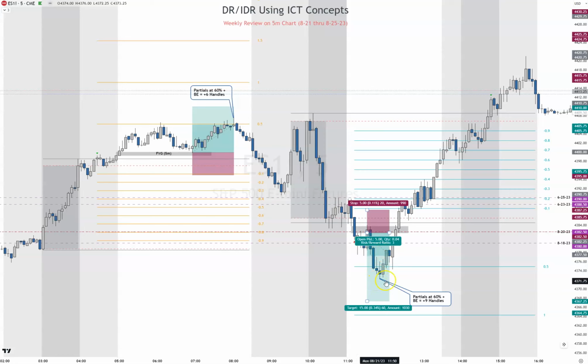And so we took out 60%, which is 9 handles. So we, again, came back up, took us out at break even. That's why it's 9 handles right there. So 9 plus 6 is 15. Let's keep track here. That's Monday.